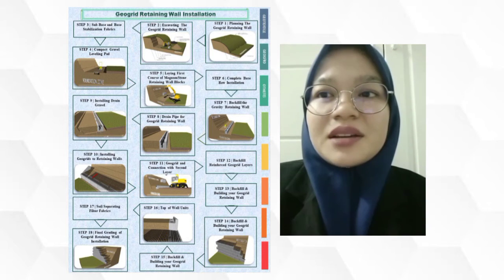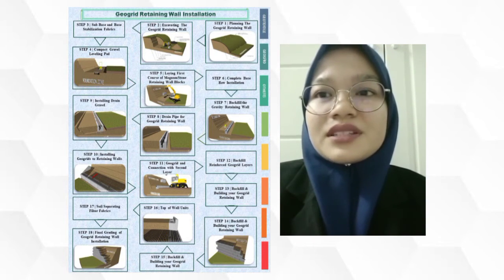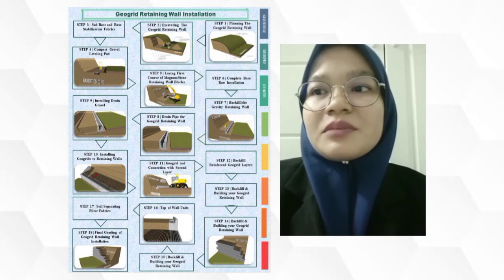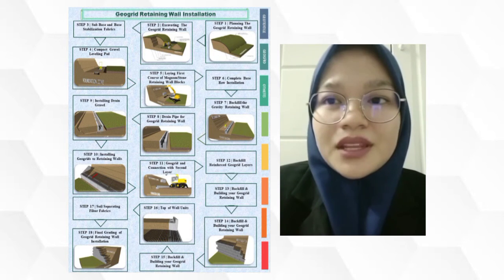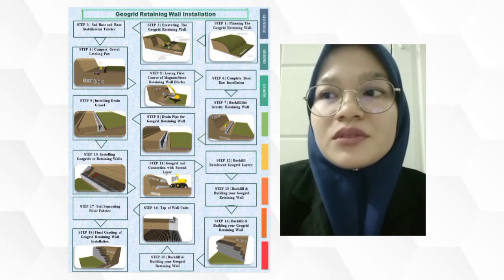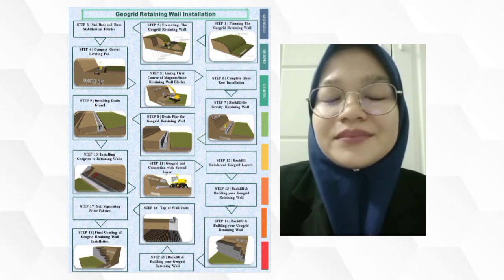Next, Step 3. Sub-base and base stabilization fabrics. Compact sub-base to 95% standard proctor density or greater. Remove any organic or poor soil in the sub-base and replace with proper reinforced fill material before compacting. Base stabilization fabric will help prevent sub-base material from mixing with the gravel base leveling pad during compaction. Fabric also provides extra structural bearing stability to the base leveling pad.